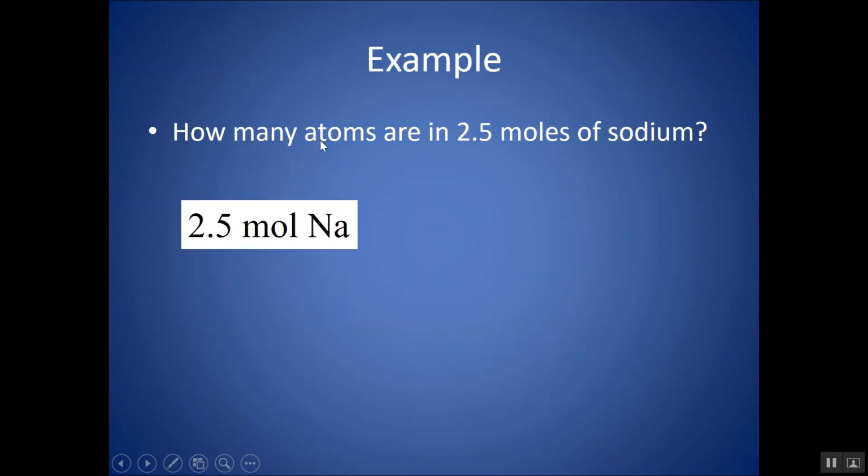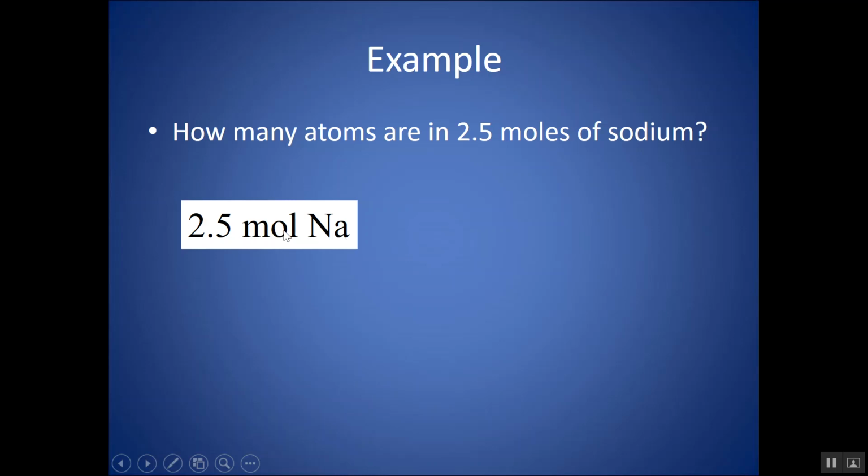So how many atoms are in 2.5 moles of sodium? I'm going to start with 2.5 mol, because that's what I have. And a lot of times you might even see me putting a formula after it to remind myself what I'm dealing with. So it's saying moles of what? Moles of sodium. I find this helpful in some problems, especially problems where I'm doing molar mass later, to just remind me what I'm doing. But if you just write 2.5 moles, that's okay too.